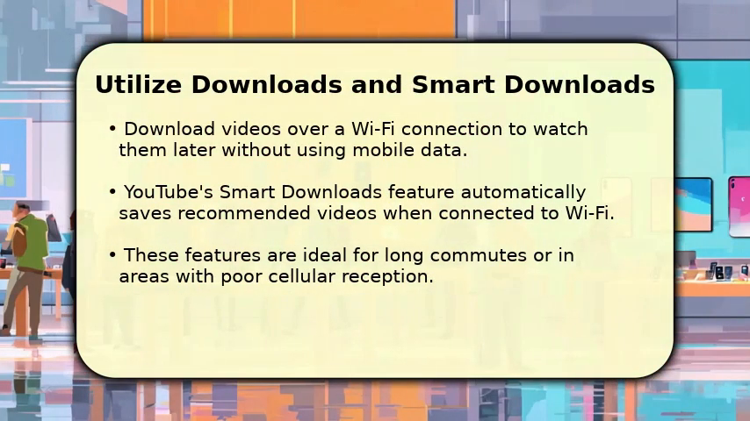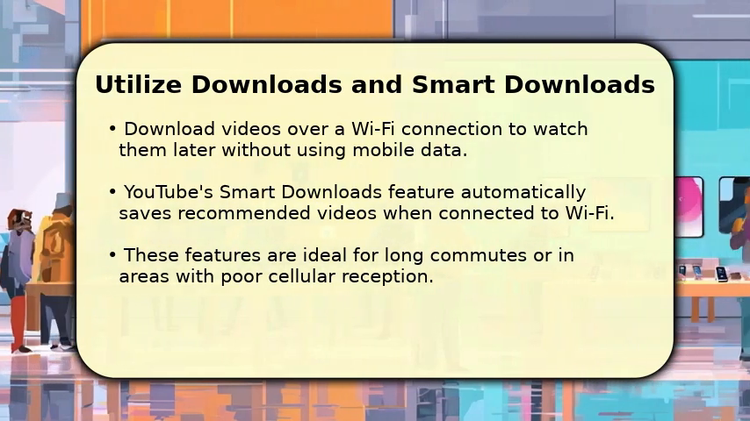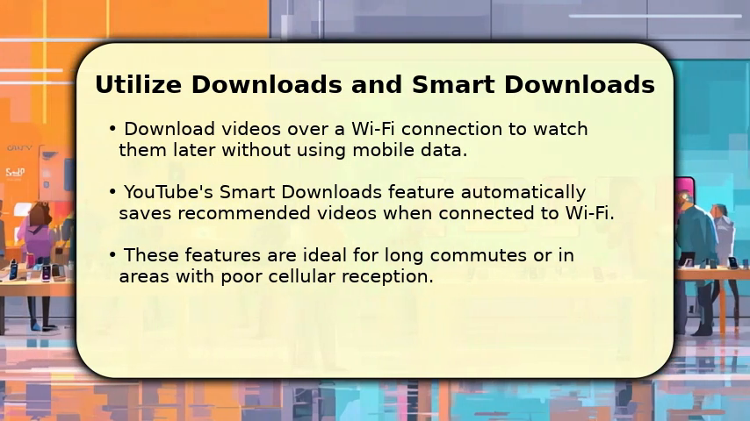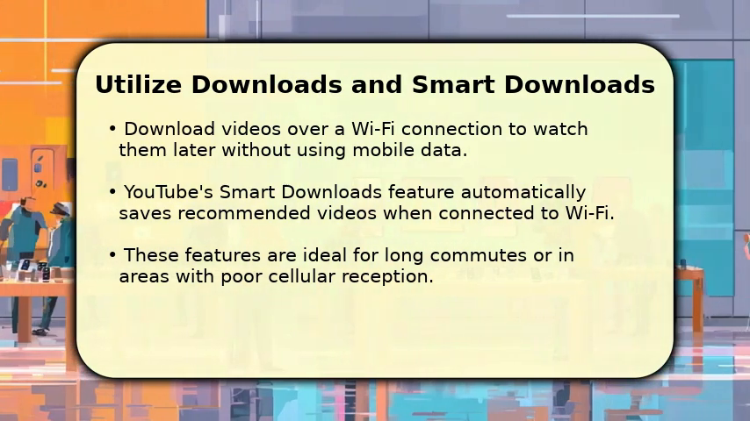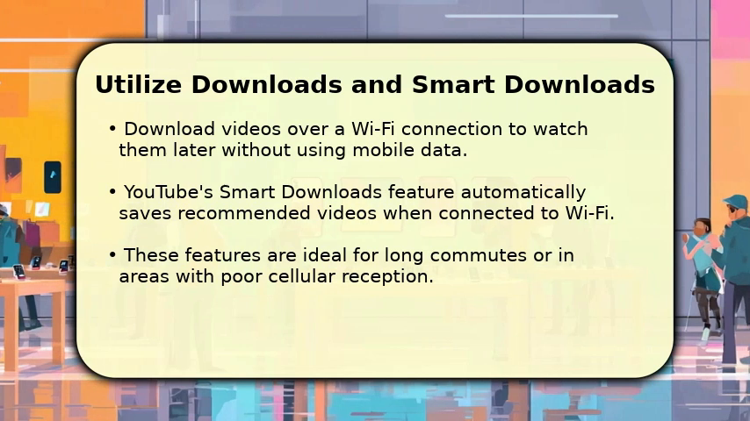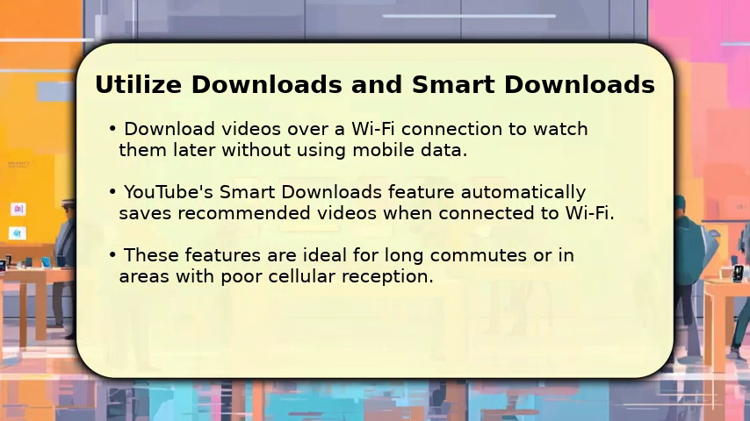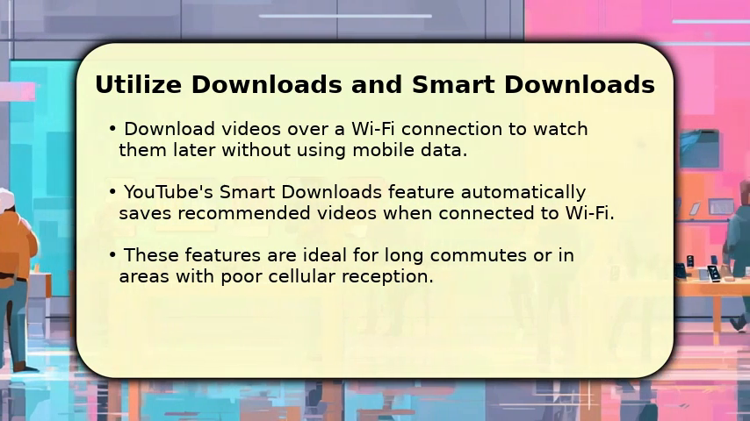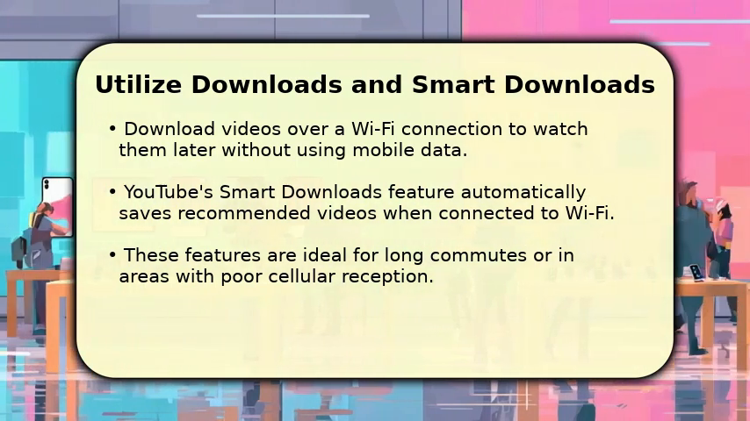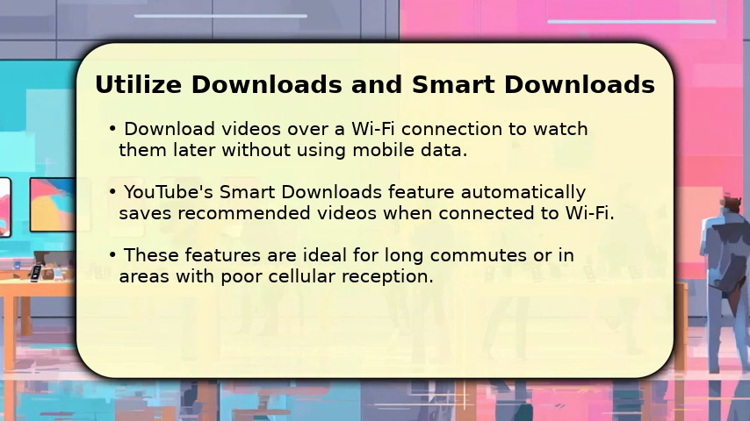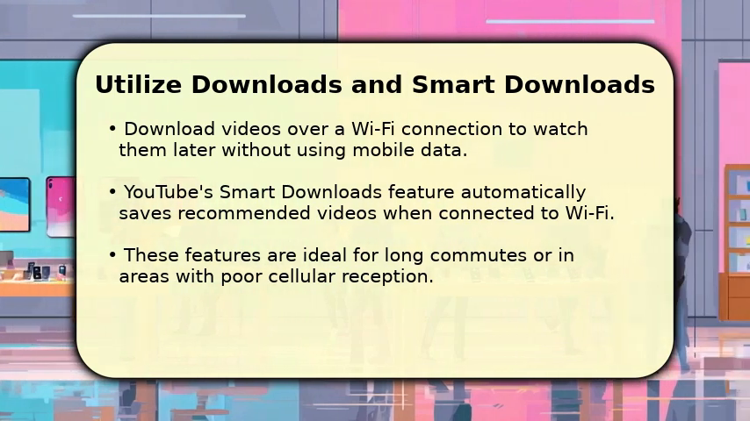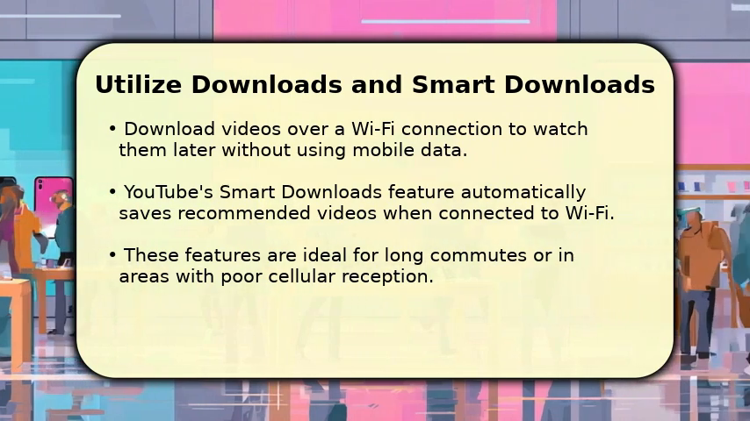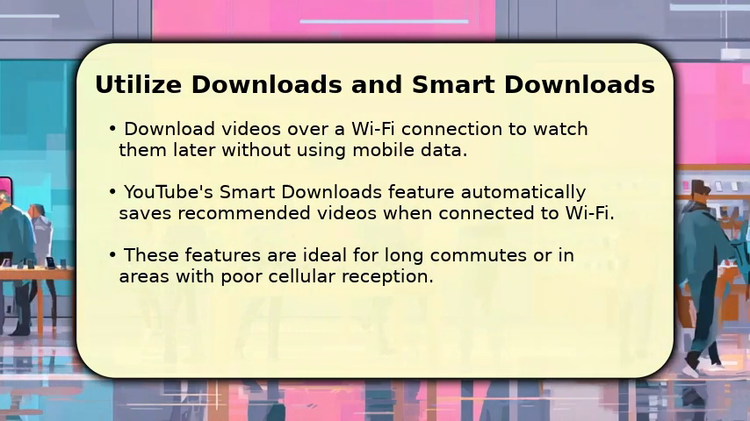Leverage YouTube's download features to watch videos offline and save significant data. When connected to Wi-Fi, simply download your desired content for later viewing. Additionally, enable smart downloads, which automatically saves recommended videos to your device when a Wi-Fi connection is available. This clever feature ensures you always have something to watch without ever touching your mobile data. It's perfect for commutes or when you anticipate limited network access.